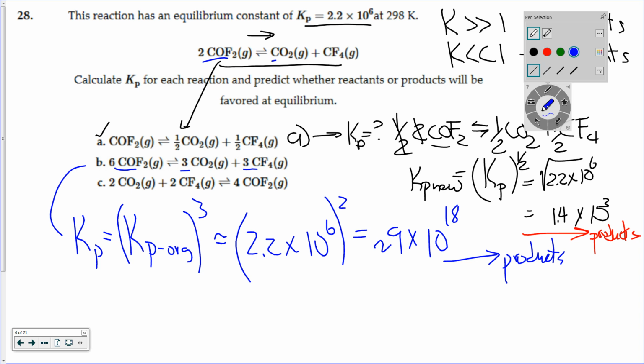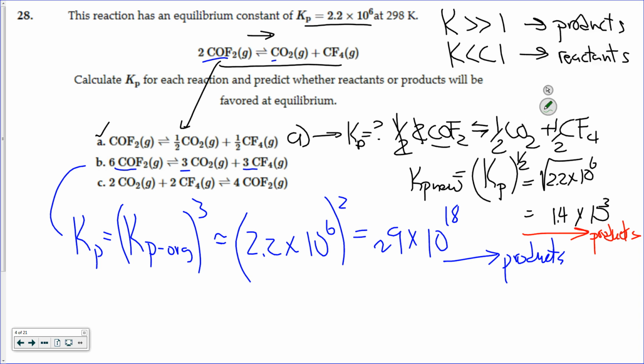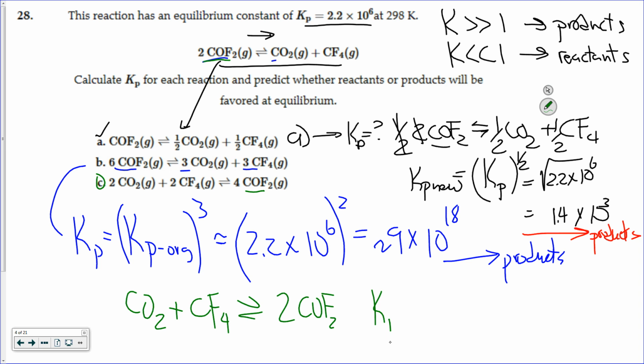All right, so let's look at the last one. What's the issue with C? Flip it around, exactly. On C, what was the reactant is now the product, so I've got to spin it around. If I take the top one and spin it around, it becomes CO2 plus CF4 yields 2 COF2. And if I flip it around, the K is equal to the inverse of the K original, so the inverse of 2.2 times 10 to the 6th.